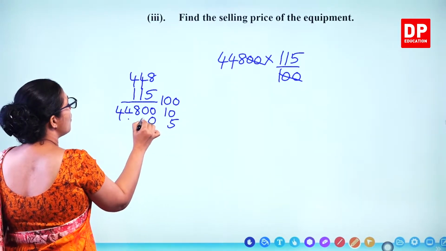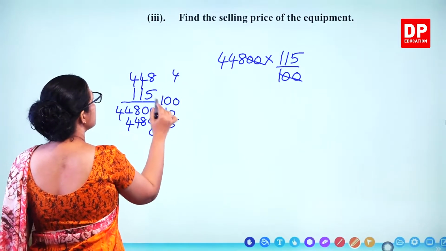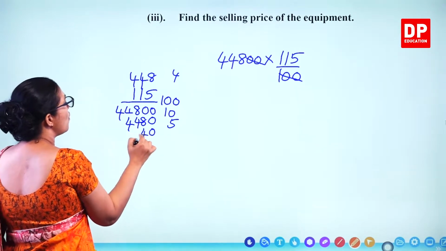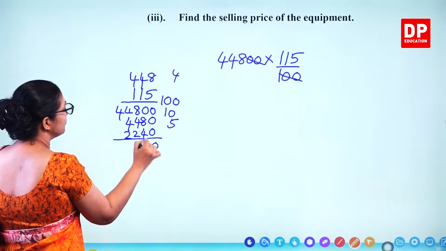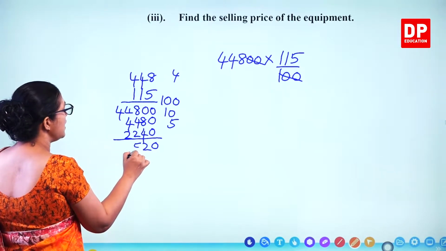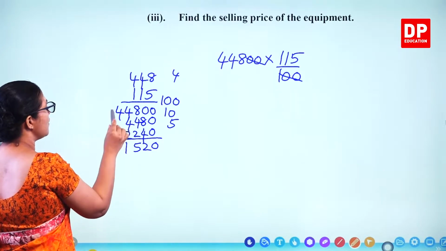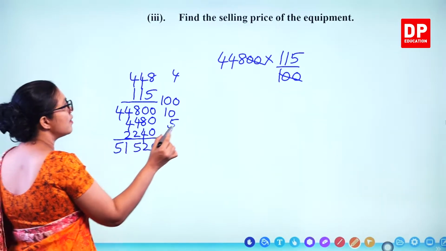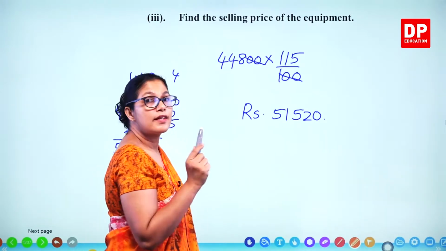844, 844 again. 5 times 8, 40. 5 times 4, 20 plus 4, 24. 5 times 4, 20 plus 2, 22. 9 plus 4, 13 plus 2, 15 and 1 remaining. So 8, 10, 11, 1 remaining, 5. So the value is 51,520 rupees. So you get this value.